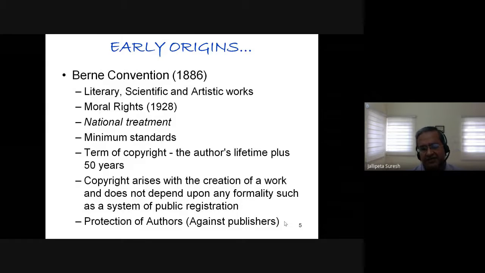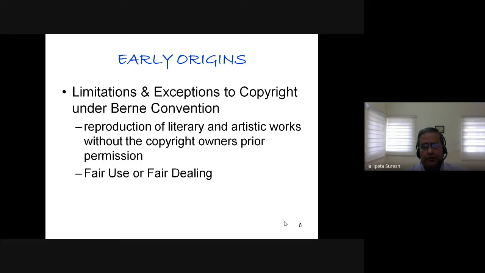Why I'm trying to highlight these features is because they continue to exist in the copyright laws of various countries. Now, as we know, every law has an exception. The exception here for copyright law is that reproduction of these works can be done without obtaining the owner's prior permission. That is an important limitation and exemption, where one can use the subject matter of the original copyright without obtaining permission from the owner or the author of the copyright. In India, we call it the fair use exception. Sorry, in the US, it is called fair dealing.